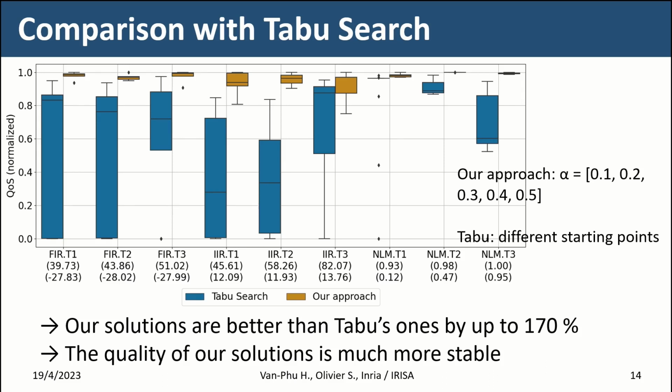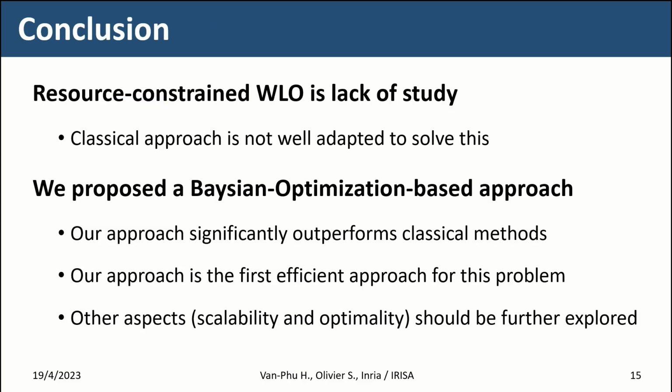In conclusion, the resource-constrained work length optimization problem is an area that has been lacking study. Classical approaches have proven to be limited in addressing this problem. Therefore, we propose a Bayesian optimization-based approach to tackle the issue. Our approach significantly outperforms classical approaches, and it is the first efficient approach for this problem. However, there are other aspects that need to be explored, such as scalability and optimality.